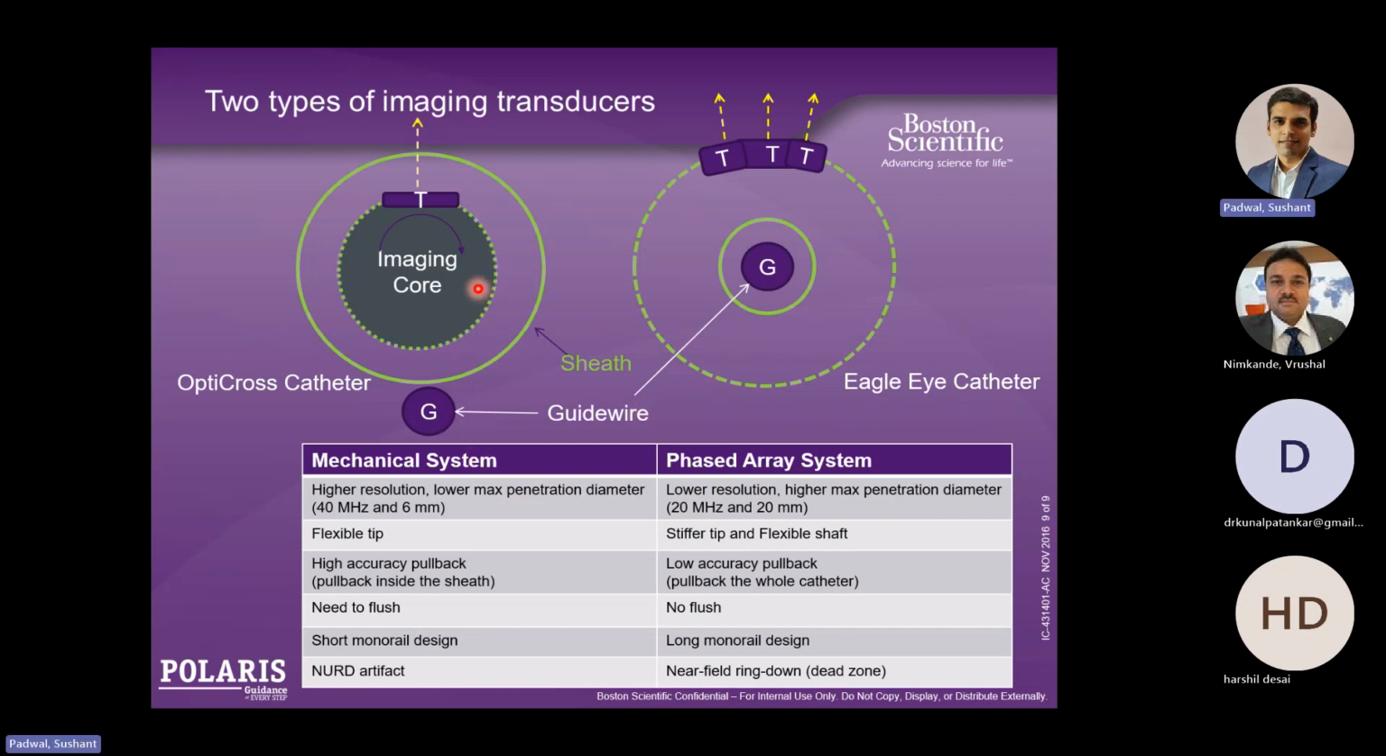So, as rightly said by Vrushal, in our OptiCross catheter, which is a mechanical IVUS catheter, the transducer is placed at one point and then it rotates through an angle so that there is no miss of any image. But in the stacked array or solid state IVUS catheters, the IVUS transducers are stacked one over the other in a circular form like this, for example, and they fire at the same time to give an image.